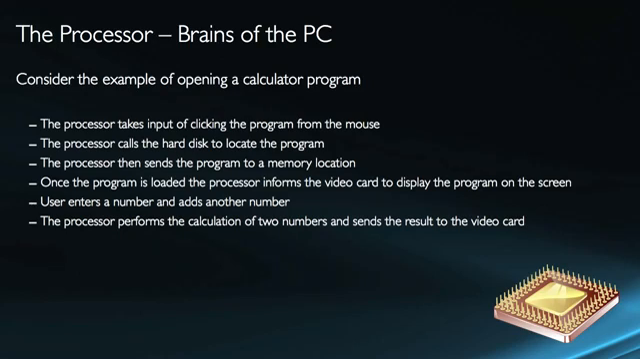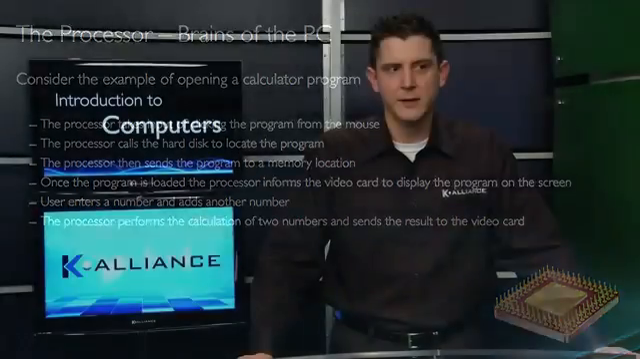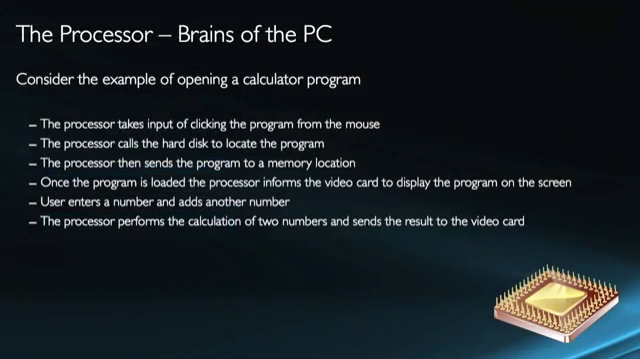The processor then sends the program to a memory location. Memory is storage. It's not permanent storage, and it's where programs will be when they're up and running. So the processor gets it off the hard drive and puts it into memory. Once the program's loaded, the processor informs the video card to display the program onto the screen. Now I come into play and I enter a number and I add another number. The processor then gets those two numbers, performs the calculation, and sends the results out to the video card.